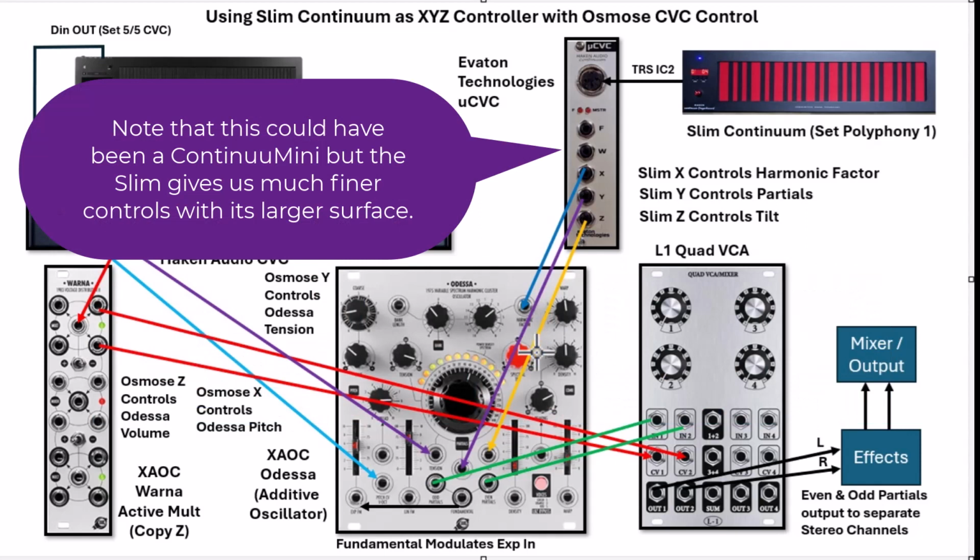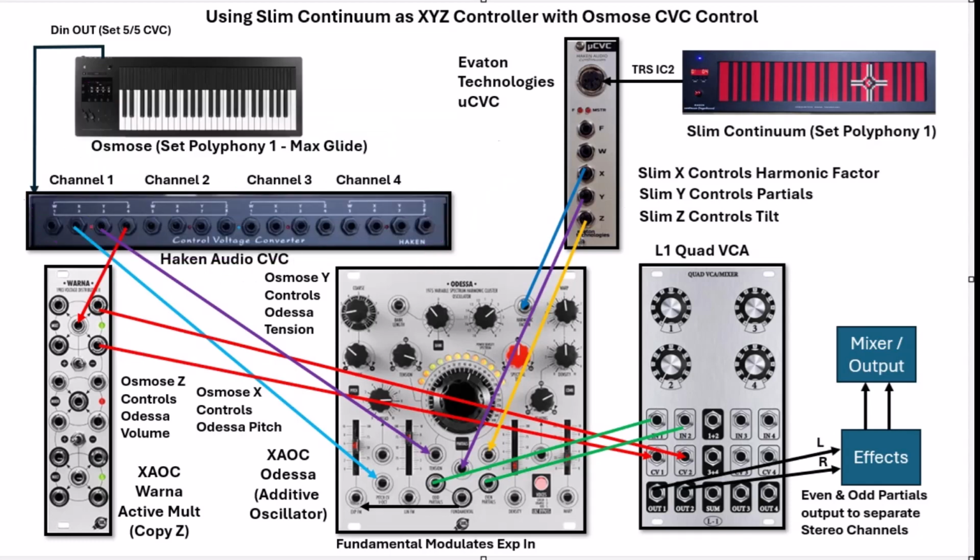So we basically will have 6 degrees of freedom here: X, Y, and Z control from the Osmose, and X, Y, and Z control from the Slim Continuum, both of which are set as polyphony 1 devices because we're playing this module as a monophonic oscillator.